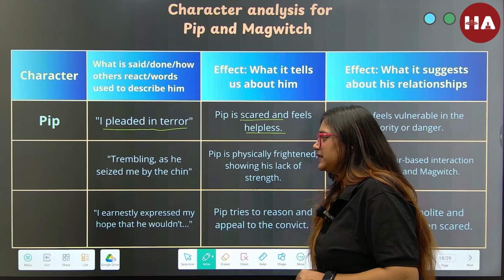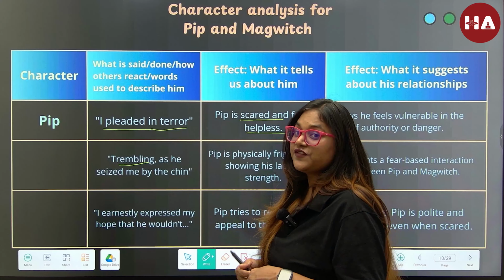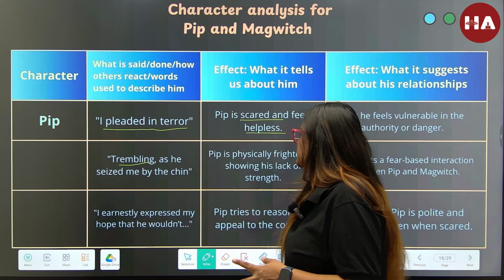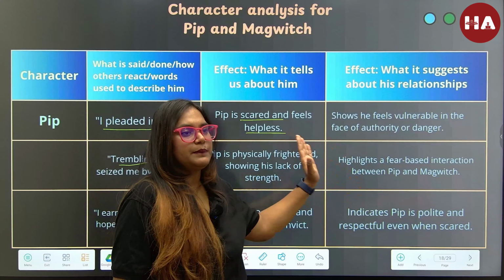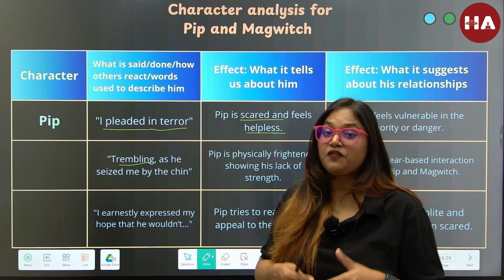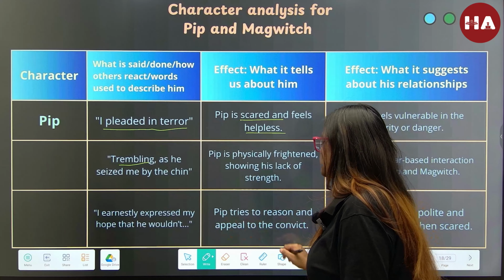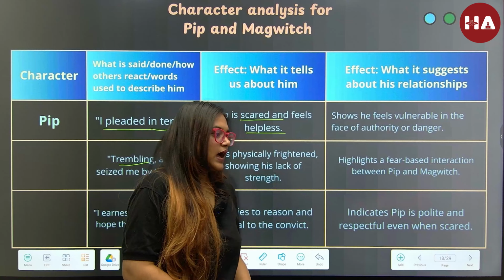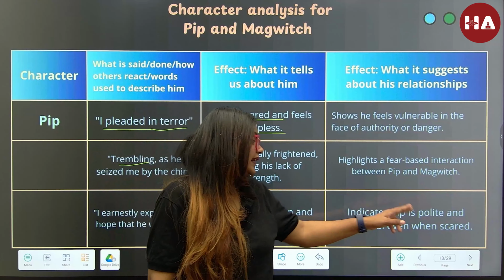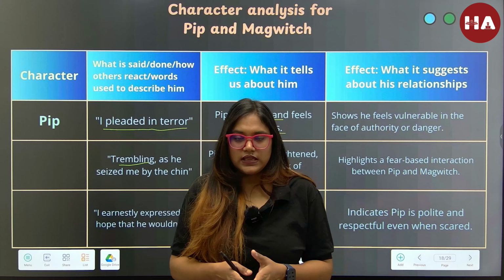"Trembling as he seized me by the chin." Trembling means he was physically scared. So he is physically frightened, showing his lack of strength, and it highlights a fear-based interaction between Pip and Magwitch. The first interaction is not friendly, but frightening. "I earnestly expressed my hope that he wouldn't." Again, Pip tries to reason and appeal to the convict, which indicates that he is polite and respectful even when he is scared. He is not unkind even when he is scared.